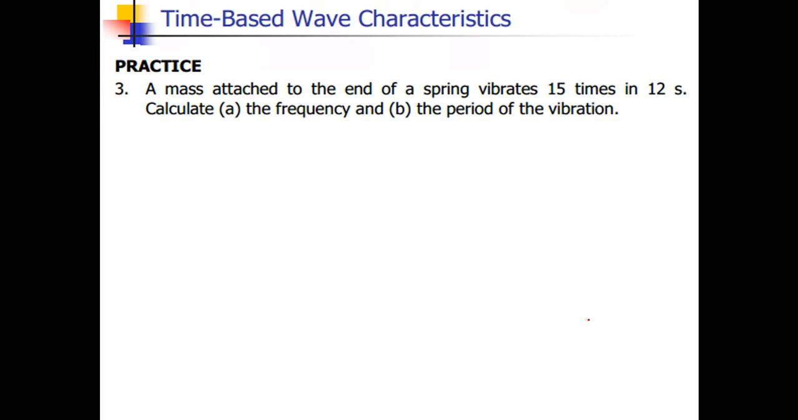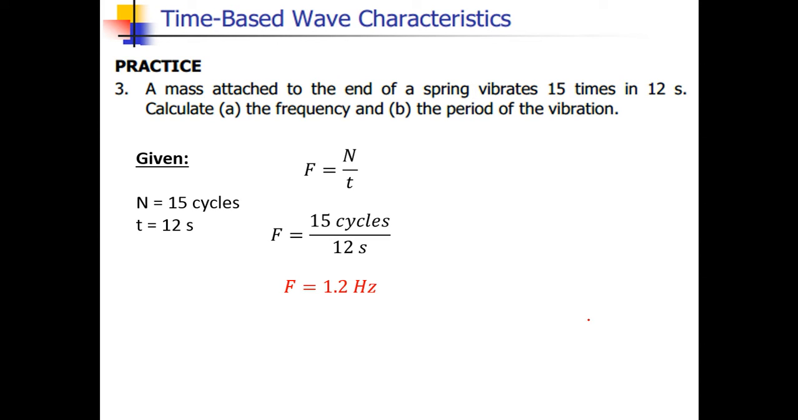Okay, so take a look here. We have a mass attached to the end of a spring, and it's vibrating 15 times in 12 seconds. It wants to know the frequency and the period of the vibration. Okay, so we write down we're given the number of cycles, we're given the time. So we can find the frequency. The frequency in this case is 15 cycles divided by 12 seconds, and that will yield us 1.2 hertz.